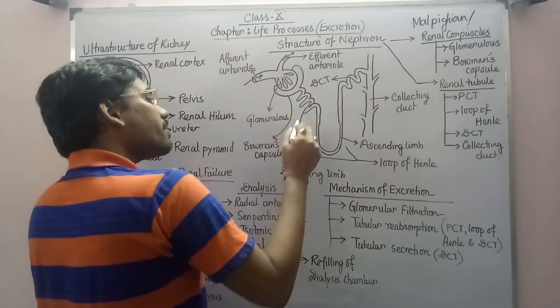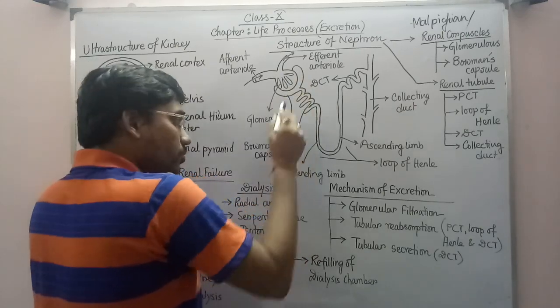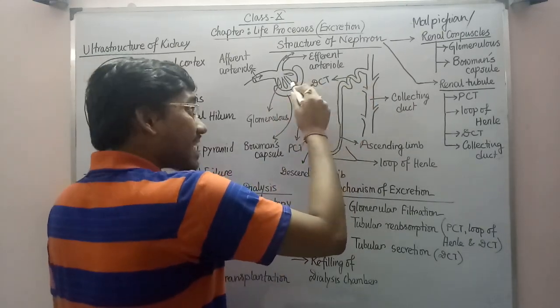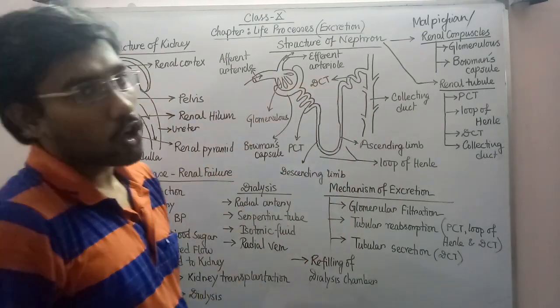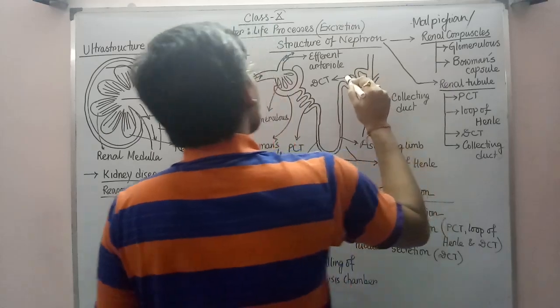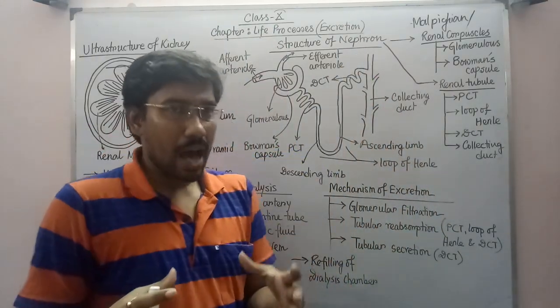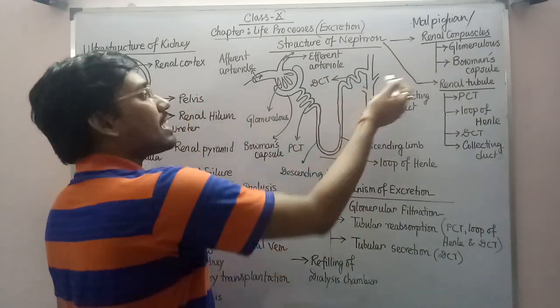Why is it proximal? Because it is present nearby to the renal corpuscle or Malpighian corpuscle. That's why it is PCT. But this coiled portion of the renal tubule is distantly present from the renal corpuscle or Malpighian corpuscle. That's why it is the distal convoluted tubule. This distal convoluted tubule is connecting with a duct of slightly larger diameter, where multiple nephrons are also getting connected, that is the collecting duct.